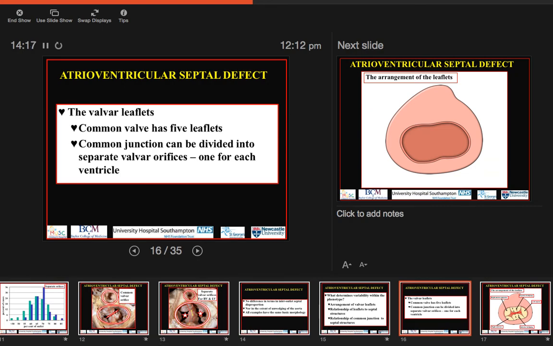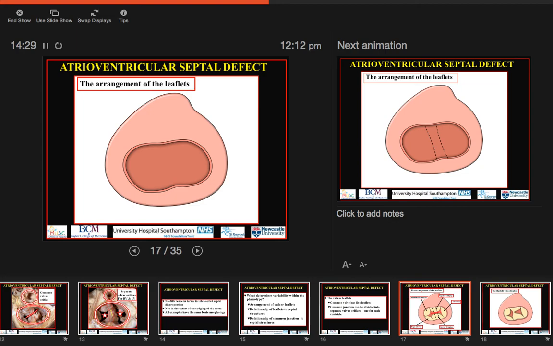So what I'm now going to do is to dissect for you the arrangement of the common valve and show how it can be divided to produce separate valvar orifices. So this is the echocardiographic view of the common of the atrioventricular junctions. This is the sternocostal surface.